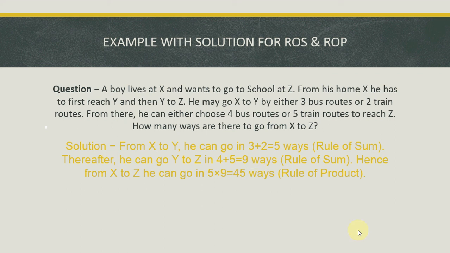This is also called the combination rule for counting. Here, we combine the rule of sum, and here we are going to find a rule of product. That's why it's called the combination rule for counting.